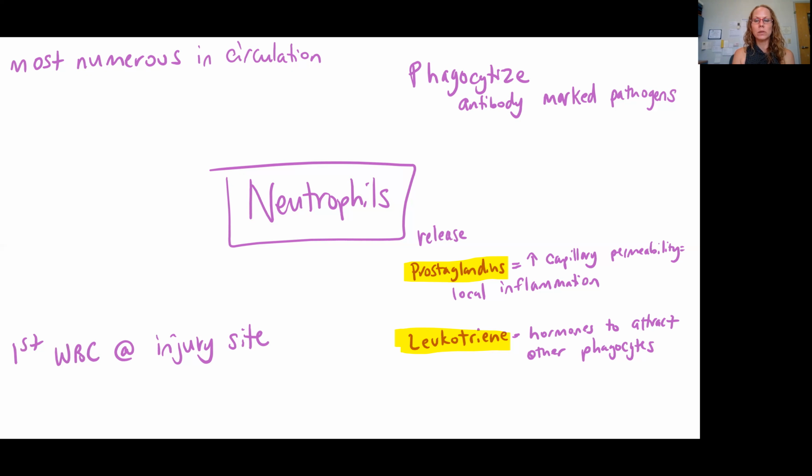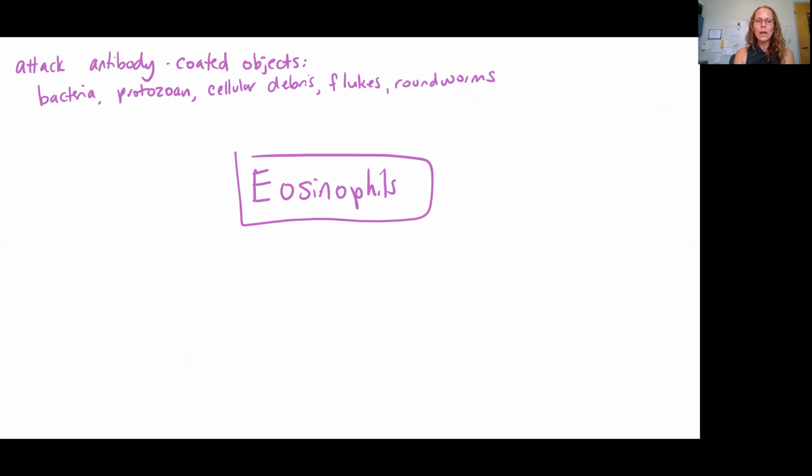We will also see the release here of leukotriene. This is a hormone that will attract other phagocytes. This is an example of positive feedback. The neutrophils come in, they release leukotriene, which is going to bring other neutrophils and other phagocytes to this area so that we have a quicker immune response here. And remember, our white blood cells have positive chemotaxis, so they're going to move toward this particular chemical. Our next category are the eosinophils.